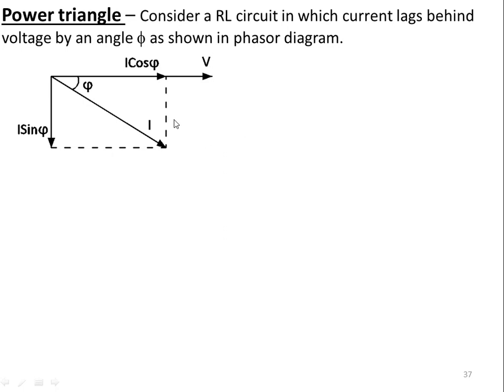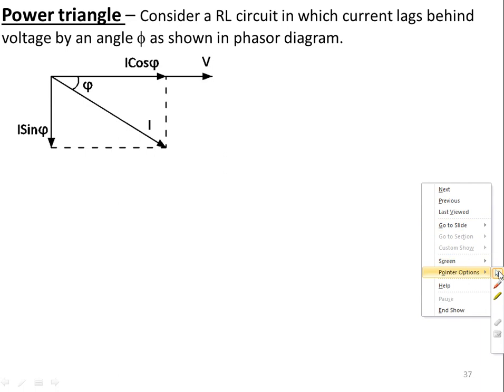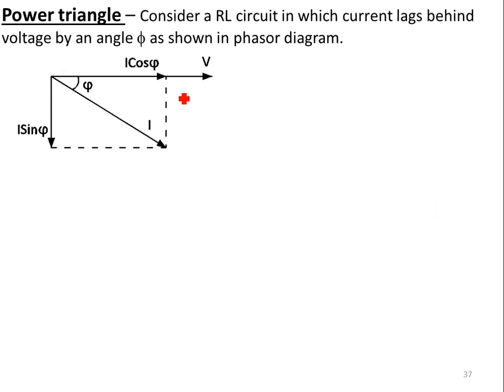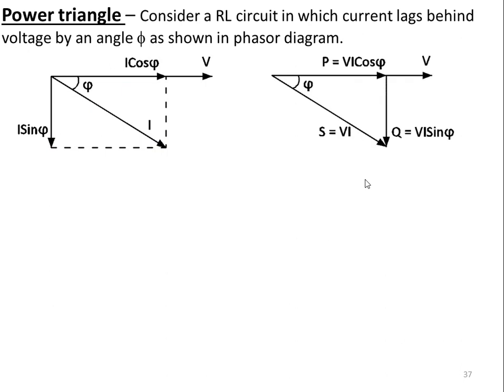Now I am considering an RL series circuit. In the case of an RL series circuit, current is lagging voltage by an angle phi. That means the current I has two components, I cos phi and I sin phi. If you multiply each side of the triangle by voltage, you will get VI cos phi, VI sin phi and VI.